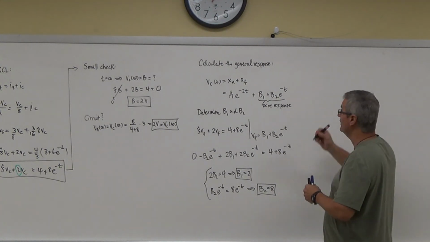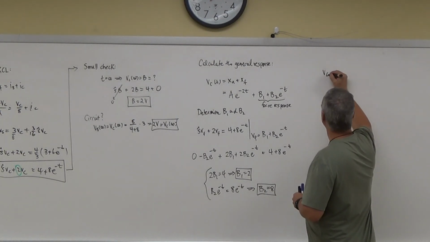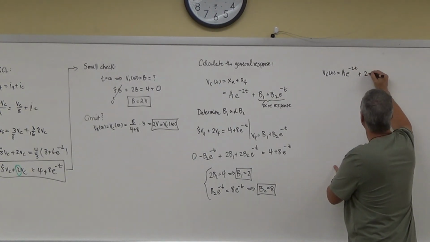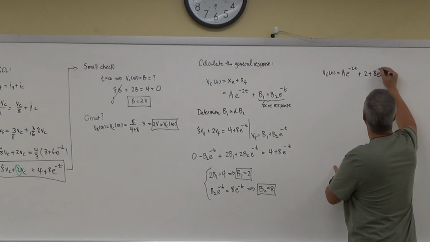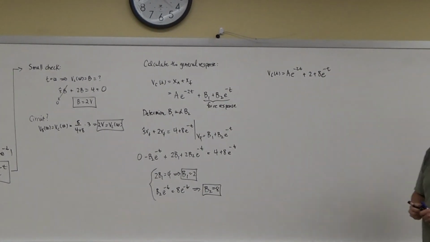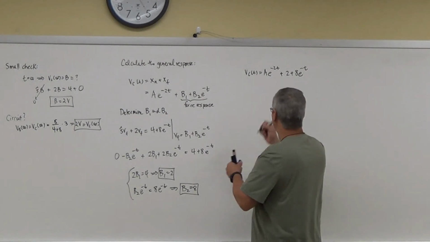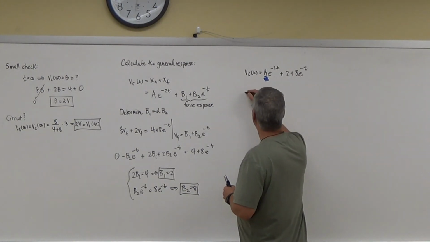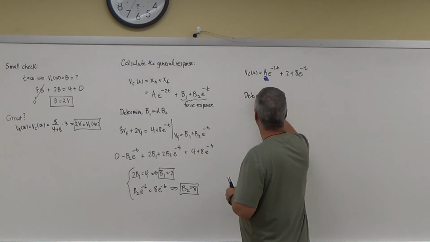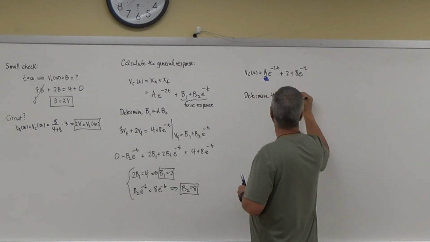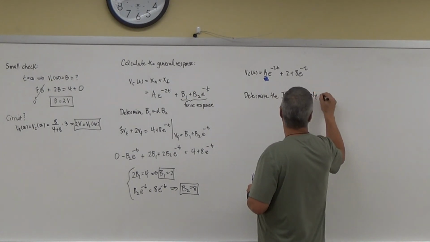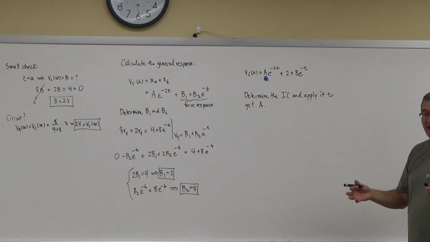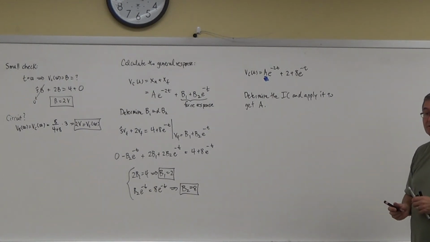So then, let's go on. If I look at the general response, now I got Vc of t gives me A e to the minus 2t. I plug in these guys, so I get 2 plus 8 e to the minus t. So you can see I only have one thing left. What do I got to do? I got to calculate that guy right there. So now my job here is that I got to determine the initial condition and apply it to get A.